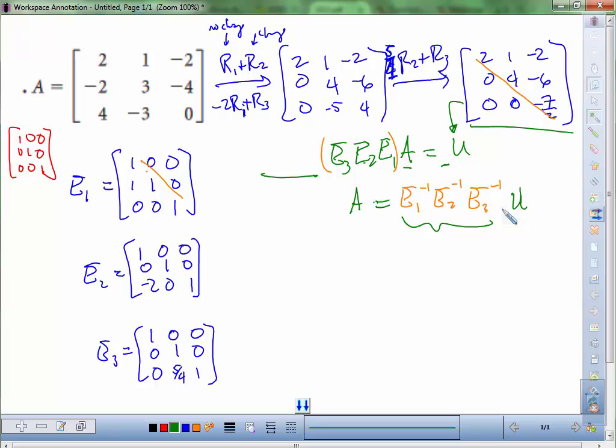And remember the inverses, I think they were easy to find, or at least they were yesterday or Monday. Or were they easy to find? I don't know. I forgot.